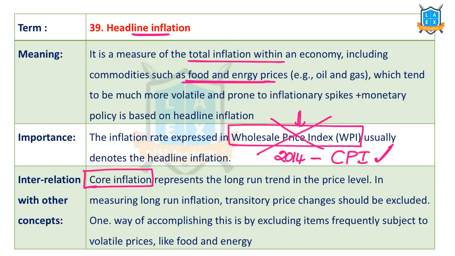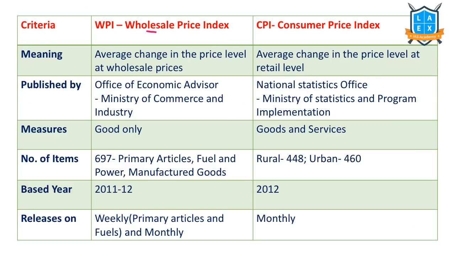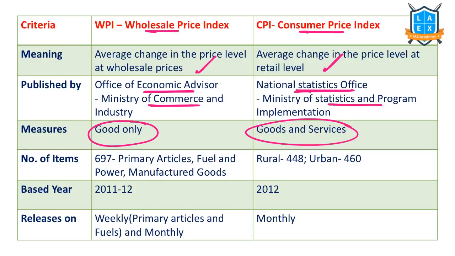Very important. Let's understand the differences between WPI and CPI. I assume that most of you know these differences. Please go through them once. WPI is the average price change at the wholesale level, CPI is the average price change at the retailer level. WPI is published by the Commerce Ministry under the Office of Economic Advisor. CPI is published by the National Statistics Office under the Ministry of Statistics and Program Implementation. WPI measures only goods, CPI measures goods and services. WPI considers 697 items of goods, and CPI considers 448 in rural and 460 in urban areas. CPI provides CPI urban and CPI rural as separate indicators, and then CPI all India indicators.